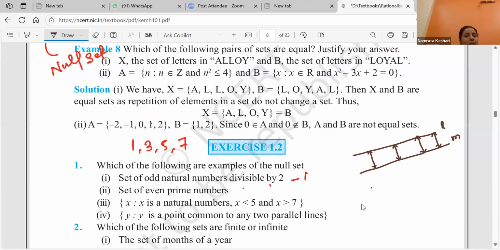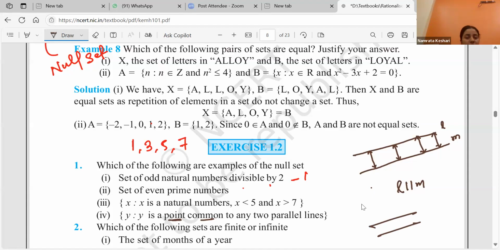Is there any point of intersection? No. Okay, a big no. There is no point of intersection. These two are parallel with each other, right? Yeah. Now let's see what the statement says. We have to create the set of all y such that y is a point common to any two parallel lines. Any two parallel lines have a common point. Is that possible? No. You cannot have a common point.